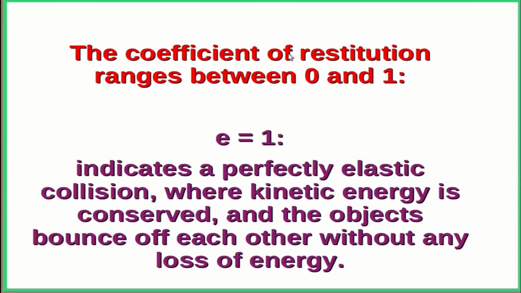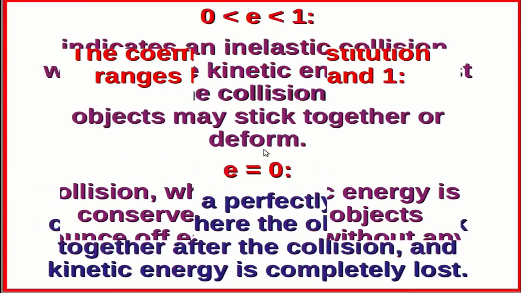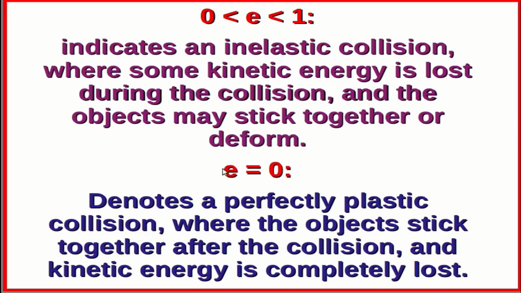The magnitude of the coefficient of restitution ranges between 0 and 1. So let's take E is equal to 1. This indicates a perfectly elastic collision where kinetic energy is conserved and the objects bounce off each other without any loss of energy. So the relative velocities before and after collision are equal in magnitude. On the other extreme we have E is equal to 0, and this denotes a perfectly plastic, perfectly inelastic collision where the objects stick together after the collision and the kinetic energy is completely lost.